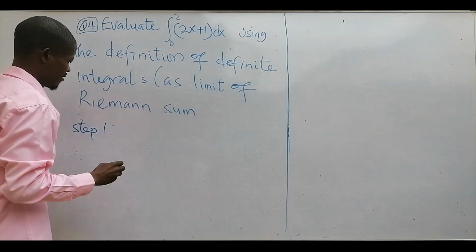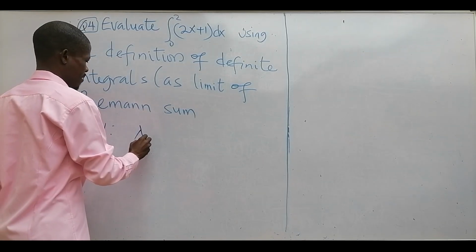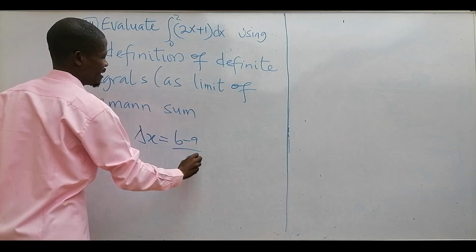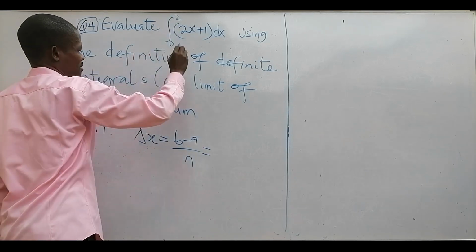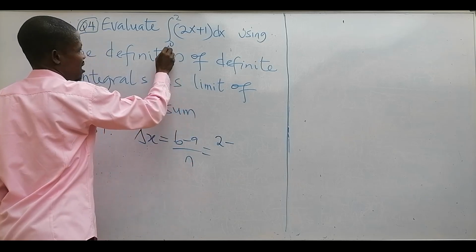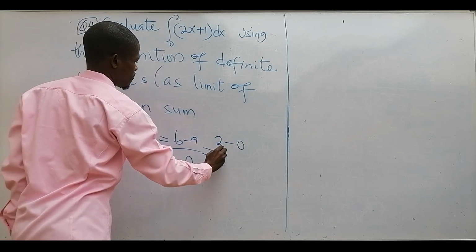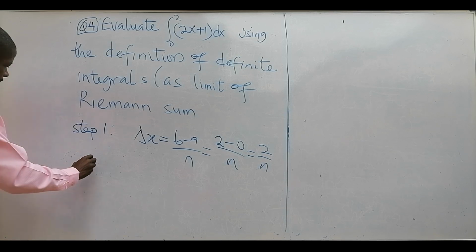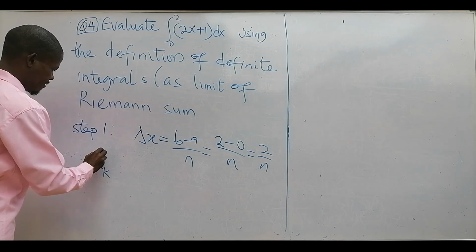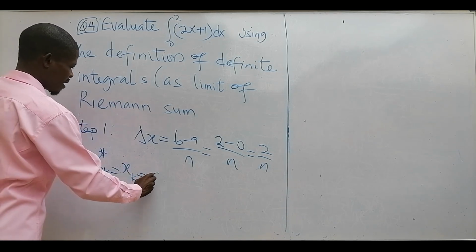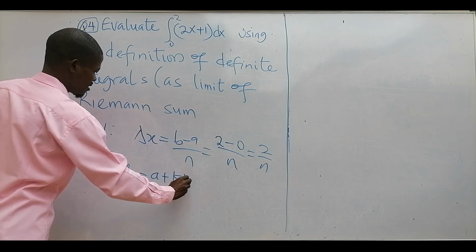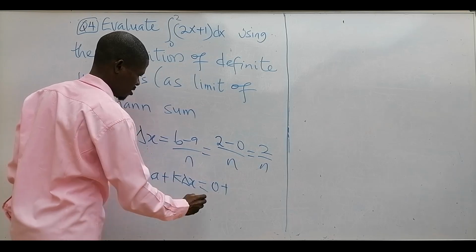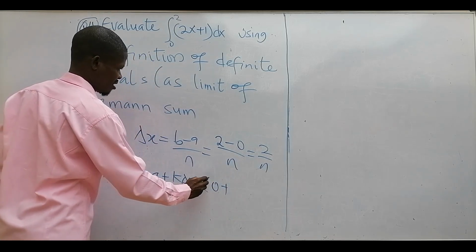Step 1, let's get the width, delta x, which has the formula b minus a over n. So b is the upper limit, that's 2, minus a, the lower limit. And the next one is the grid points, which has the formula a plus k delta x. My a is 0, so I have this plus my delta x, which is this.